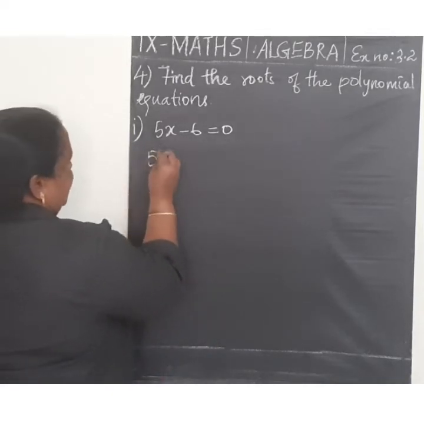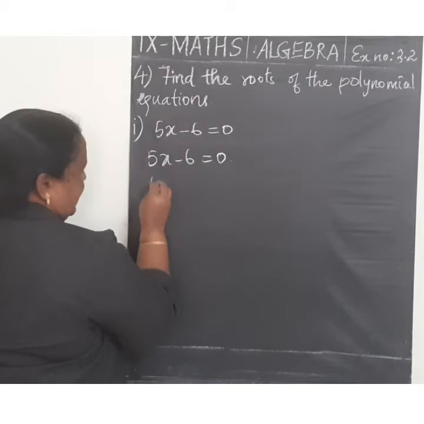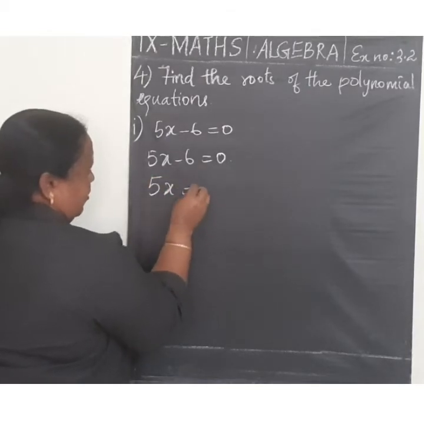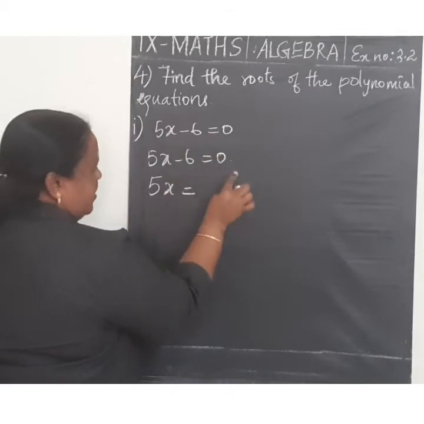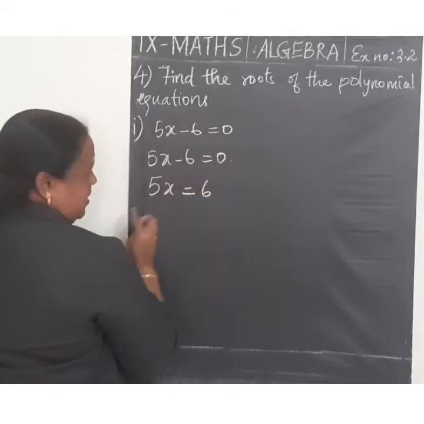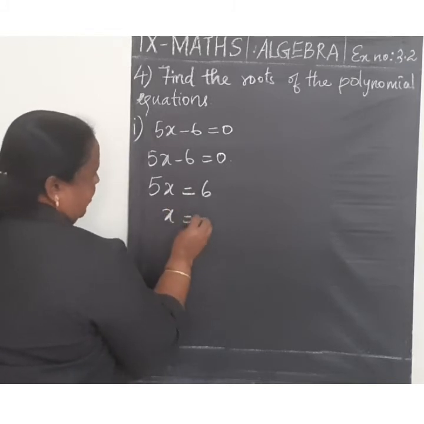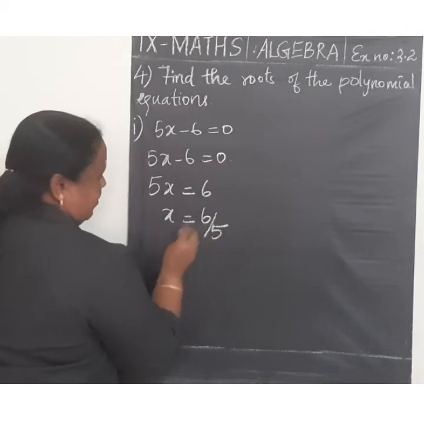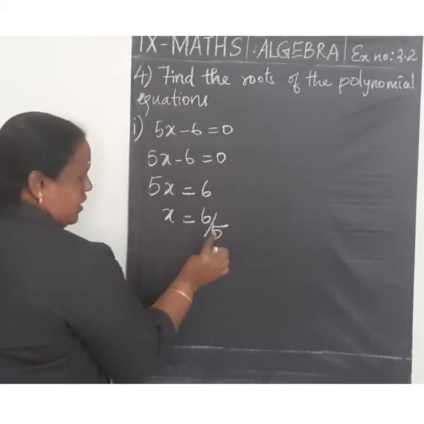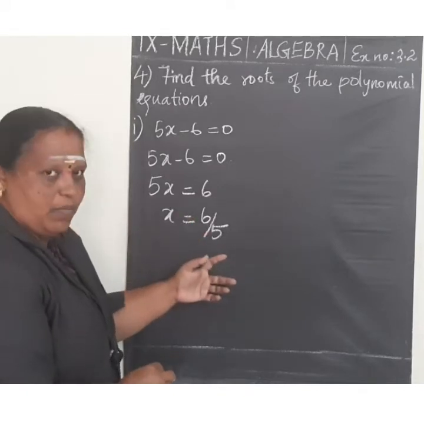So 5x minus 6 is equal to 0 means, to find the x value, 5x is equal to, bring the 6 to this side. Here minus 6, when you bring it to this side it will become plus 6. So 5x is equal to 6, x is equal to 6, bring this 5 to this side, by 5. So x is equal to 6 by 5. So the root of the polynomial is x is equal to 6 by 5.